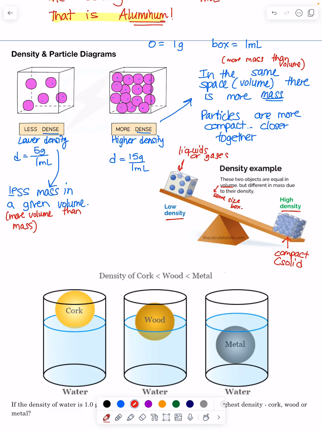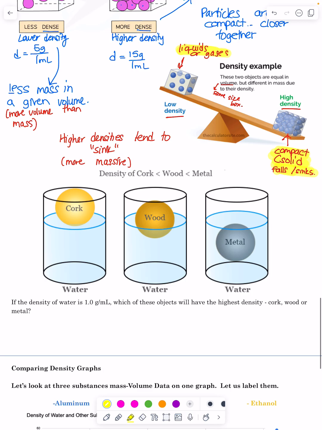So you could clearly see that this high density one kind of falls or sinks. Things that tend to have higher densities will sink. So higher densities tend to sink. I'm going to call that sink. Right? So they're more massive. And please make a note that your less dense things are typically liquids or gases, and your more compact, higher density substances are solids.